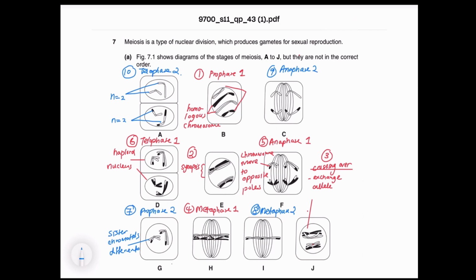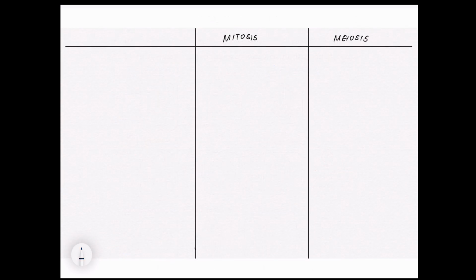So let's have a quick overview about the difference between mitosis and meiosis. First thing, the criteria: we know that meiosis is meant to produce genetic variation in a cell, whereas in mitosis the cells are identical, therefore no genetic variation.